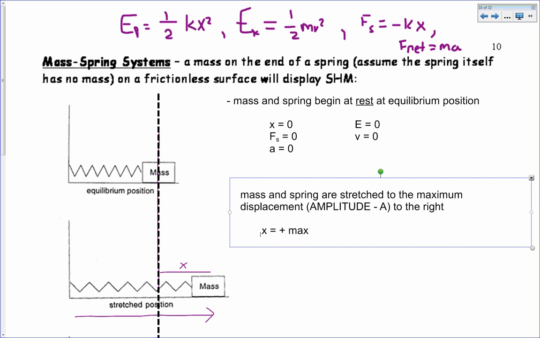If our displacement is at a positive maximum, that means two things when we're stretched out. The restoring force is a maximum, but it's a negative maximum, because the restoring force is in the opposite direction as the displacement. And potential energy is also at a maximum. Positive or negative doesn't matter for energy because energy is a scalar.